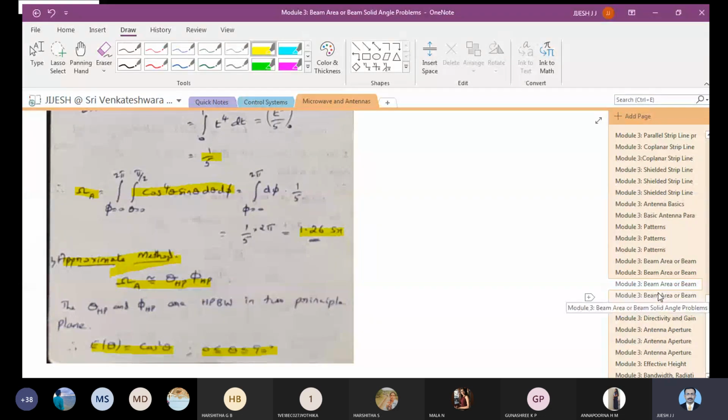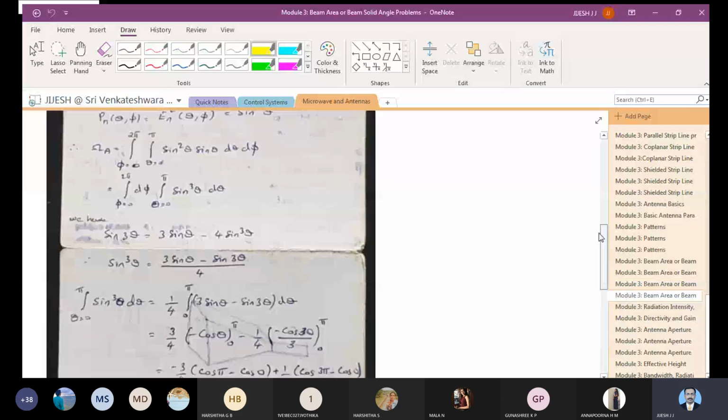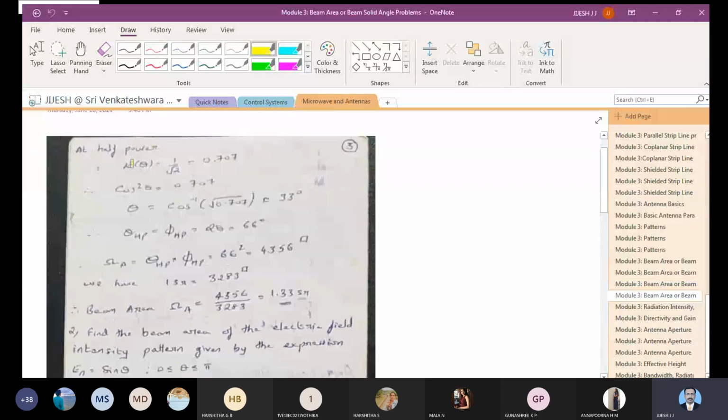So we are doing the approximate method. We have E(theta) = cos square theta. Now let us see how to proceed with the problem. Here E(theta) is equal to 1 by root 2. You know that is E(theta) = 0.707. So cos square theta can be written as 0.707. So theta can be written as cos inverse of this, and you will get it as 33 degrees.